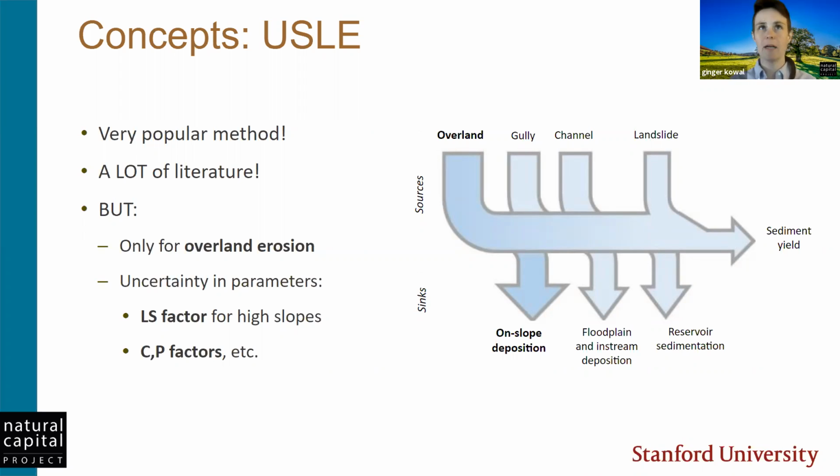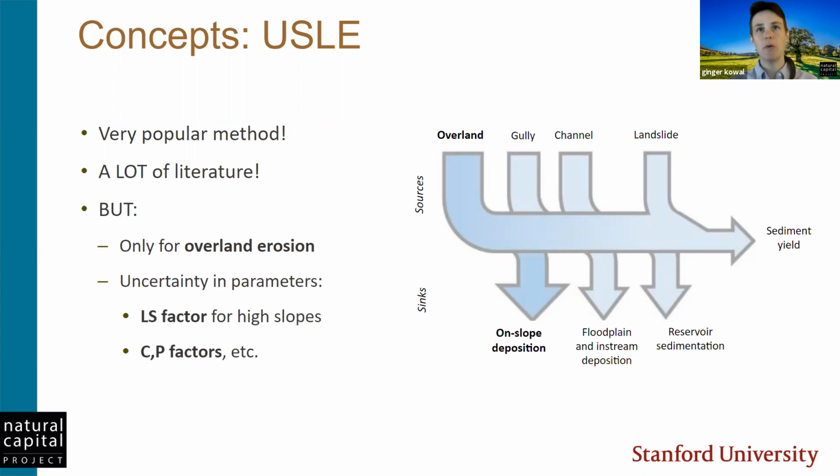However, there are some drawbacks or limitations of the USLE concept for modeling erosion. Importantly, it only models overland erosion. So it only considers sheet and rill erosion coming off of slopes. It does not consider gullies, channels, or landslides, so it would not capture those sources of erosion. Also, it only considers on-slope deposition. It does not consider floodplain or in-stream deposition. It does not consider reservoir sedimentation or deposition filling up the bottom of the stream.